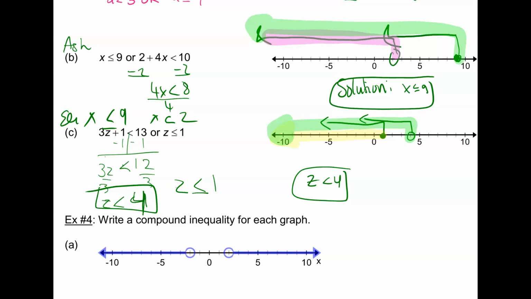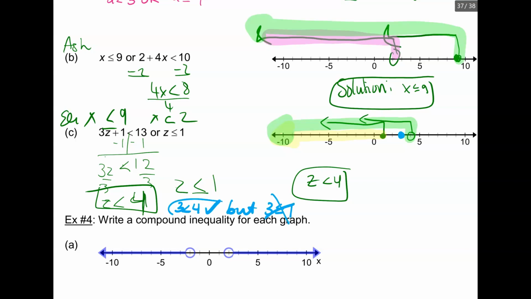And since this is an or, can we choose either one? No, because we need the one that will fit. If I pick a number like 3, inside my green highlighted, it's not inside the yellow. So 3 is less than 4, that checks, but 3 is not less than or equal to 1, that's not right.